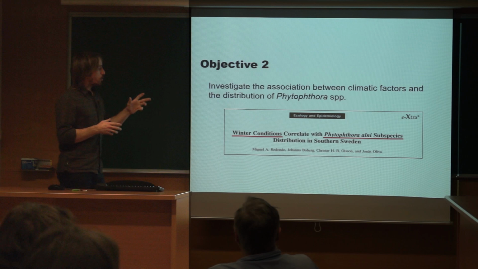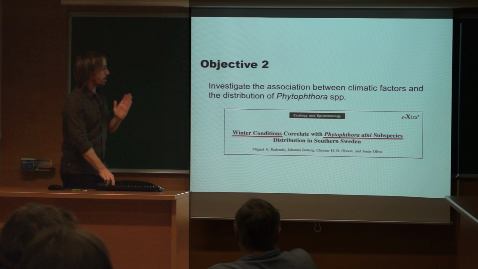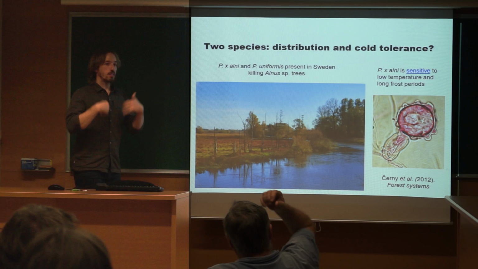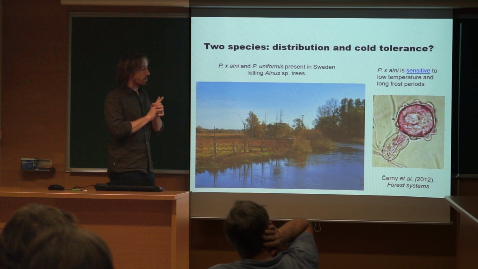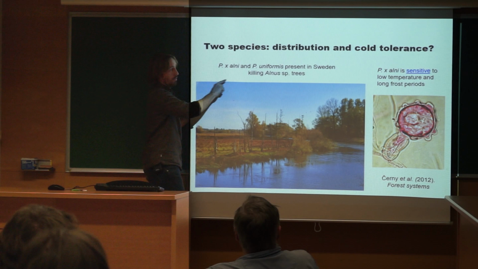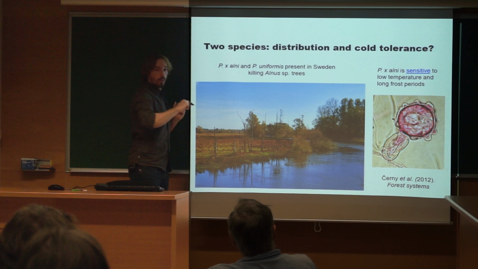And before starting a big project, we did it a little bit narrow. So we said, okay, instead of testing all species, let's try with two species. I'm sorry, this is like all these new terms. So here we talk about two species, and why are these good species? Look, this is a hybrid. This is one of the parent species, so we have two. They both kill alder, and alder is growing all over Sweden, more or less. Well, not in the very north.